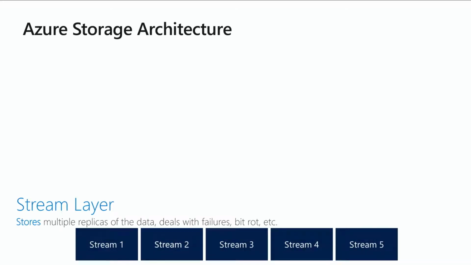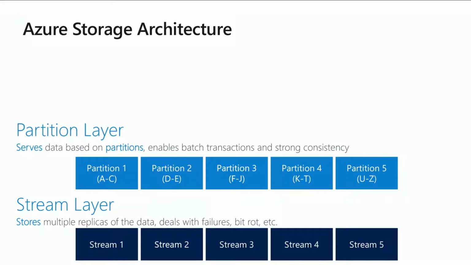The first thing we have is what we call the stream layer, which is where we actually store the multiple replicas of the data. The stream layer software deals with failures, with encryption at rest, with all of the durability pieces, etc. On top of that, we have what's known as the partition layer. This is the layer that builds the distributed hash table where we store the metadata of your objects, to know how to map from your object pointer into the data stream in the stream layer. It also takes care of scale out, etc.